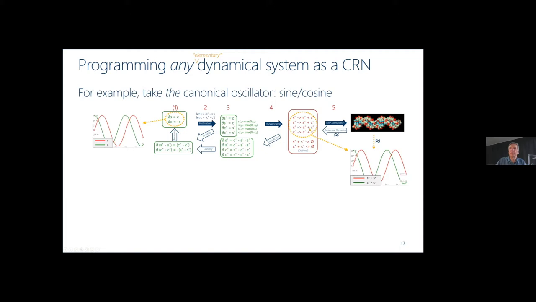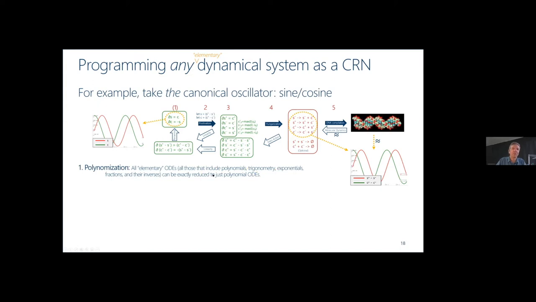Then you can also go further and implement this chemical system with DNA, and then you can hopefully actually run this in a lab. The steps are as follows. The first step is called polynomization. You take a system of differential equations which may contain weird things like trigonometry, exponentials, fractions, inverses. Fractions will give you Hill kinetics, for example. You can algorithmically convert this very complicated system of differential equations to a system which is just polynomials. You get rid of all this trigonometry and so on.